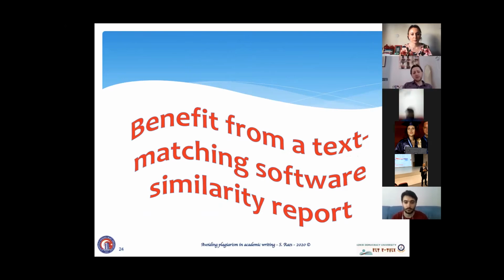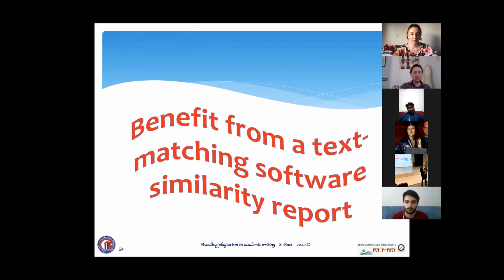Okay, I'm moving to text matching software. Turnitin, or maybe you're familiar with Authenticate. For student assignments, we are using Turnitin. Urkund is also another system, another reliable system.